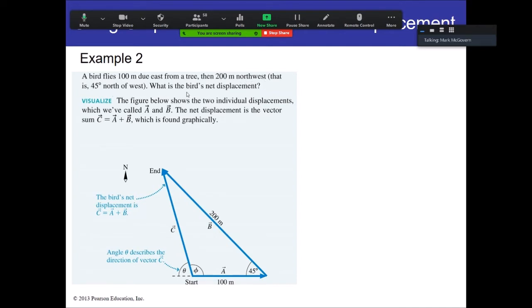We want to know what the bird's net displacement is. So we've illustrated that in a figure here. Do notice that we have our starting point at the bottom here. Vector A represents the first part of the trip, going 100 meters due east. And then we have vector B representing the second part of the trip. Vector C is the net displacement.